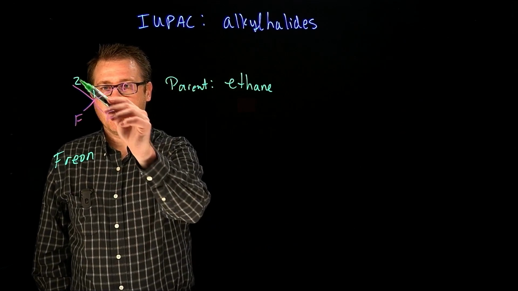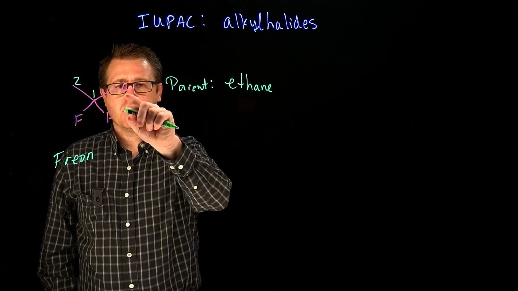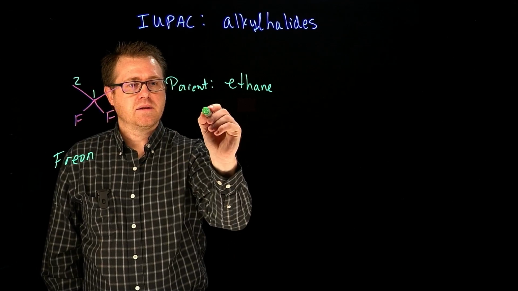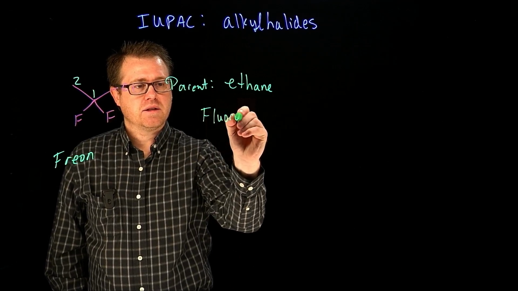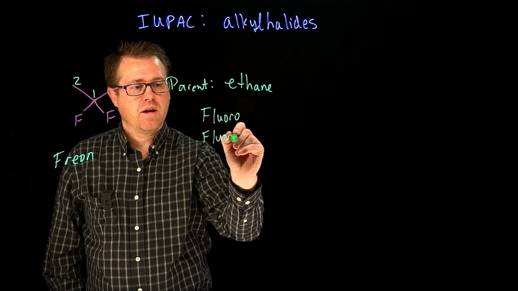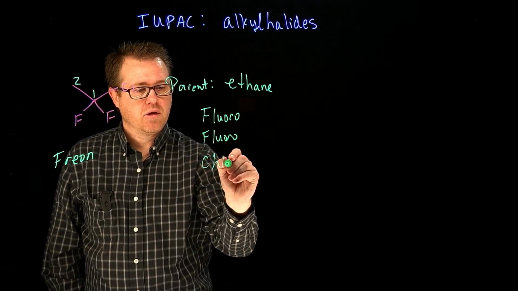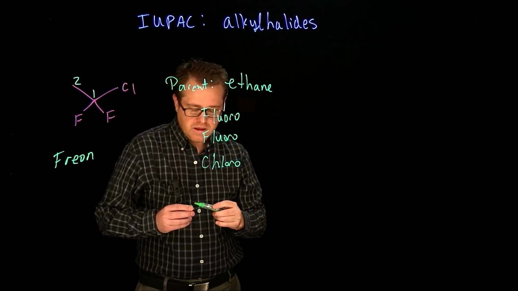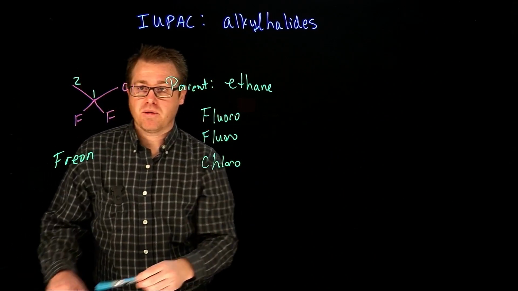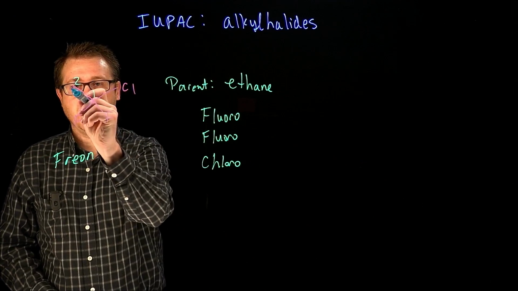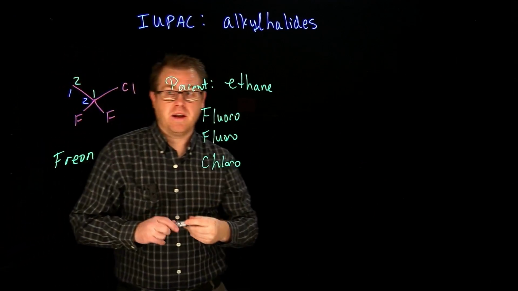So if that's our longest chain, ethane, what are the substituents? Well, we have two fluorines. So that's a fluoro and a fluoro, and then a chlorine, chloro. Now we have to make sure we're numbering the longest chain, or the parent chain, in the proper way. So I could have numbered it in those two ways.